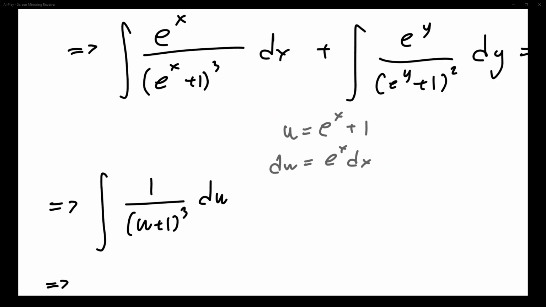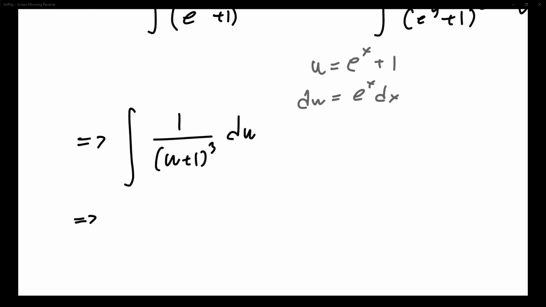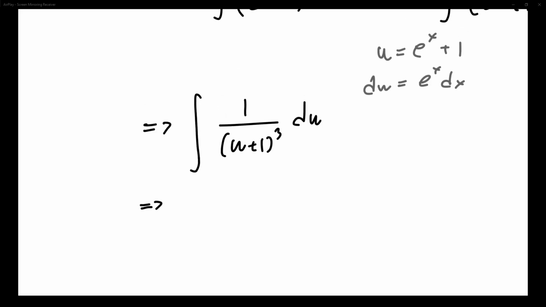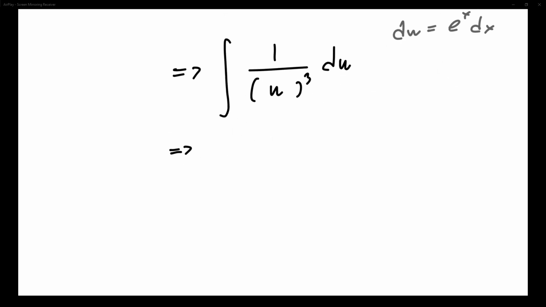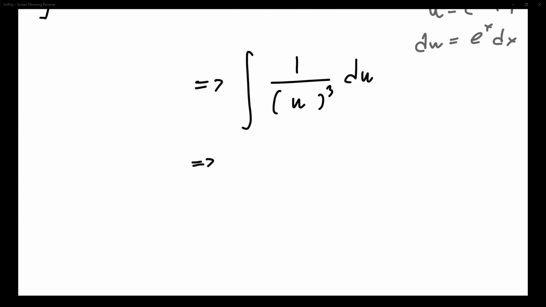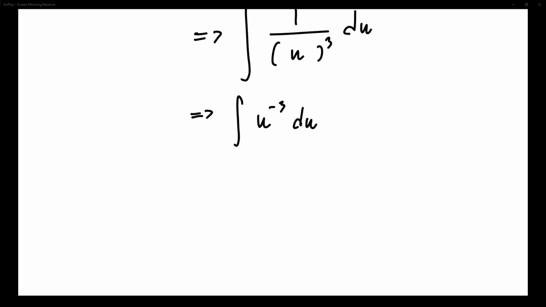So the derivative of e to the x is just e to the x dx. The derivative of 1 with respect to x is just nothing. So e to the x dx. So we can rewrite this whole thing as 1 over u cubed. And this is very easy to integrate. We just gotta add 1 and divide by whatever this is. So, let's not get lost here. We have u to the negative 3 du.